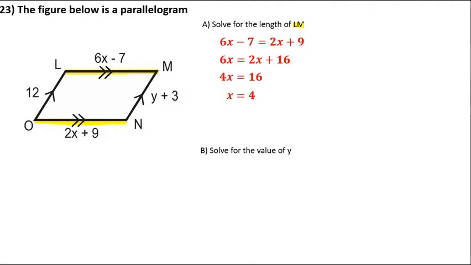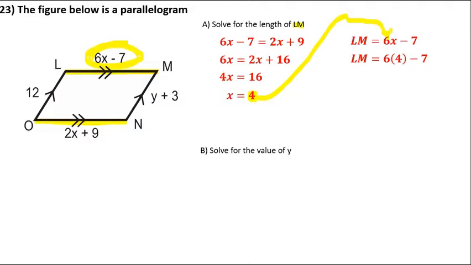Okay, so once I know x equals 4, now I solve for length LM. LM is this equation right here. So I take LM equals 6x minus 7. My 4 right here, I'm going to plug it in right there. So I get 6 times 4 minus 7, or 24 minus 7, which gives me an answer of 17. So LM has a length of 17.